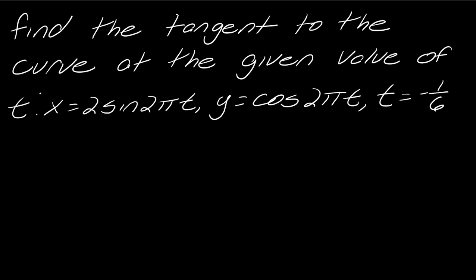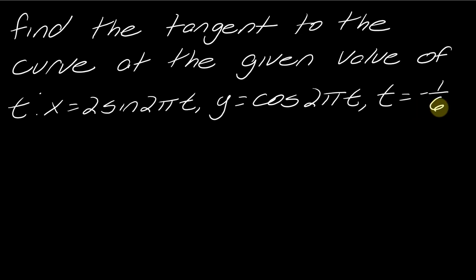Okay, so first, let's just use the derivative formula. The question here is to find the tangent to the curve at the given value of t. So I have this curve, x equals 2 sine 2 pi t, and y equals cosine 2 pi t, and then t equals negative 1 over 6.